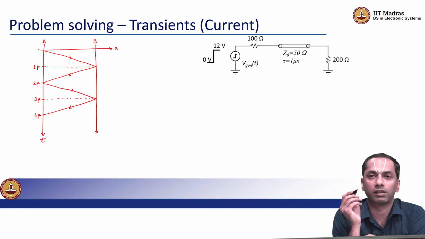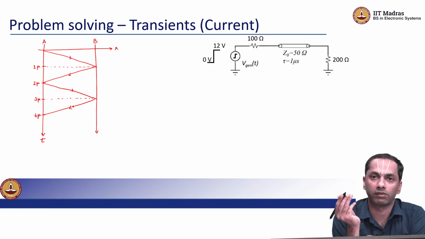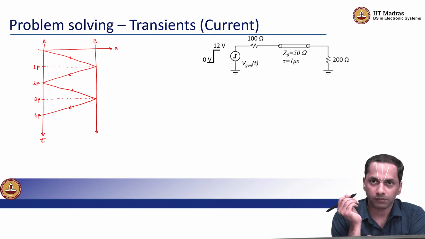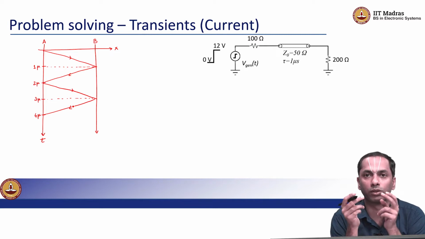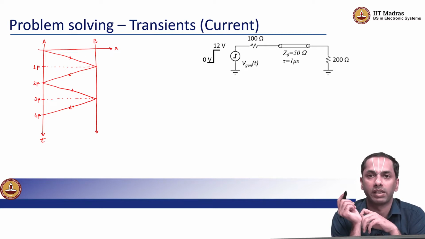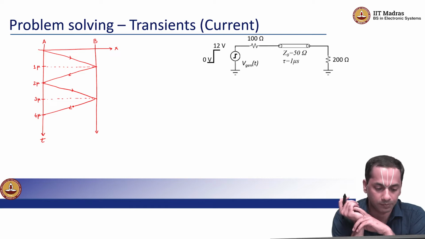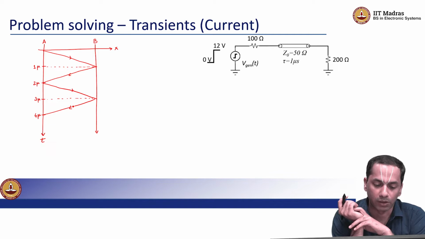And remember that the current at any point, right, for the forward voltage is V plus by Z naught, and for the backward voltage it is minus V minus by Z naught. Remember that current is directional, right? So when there are two currents going in opposing directions, the net current would have to be the difference of those two, right? So as long as you keep that in mind, I think there will be no issues.